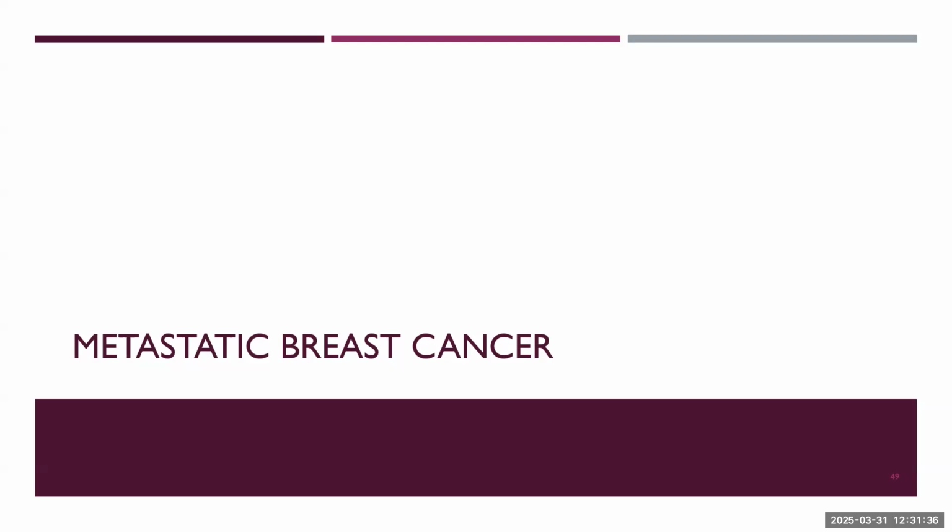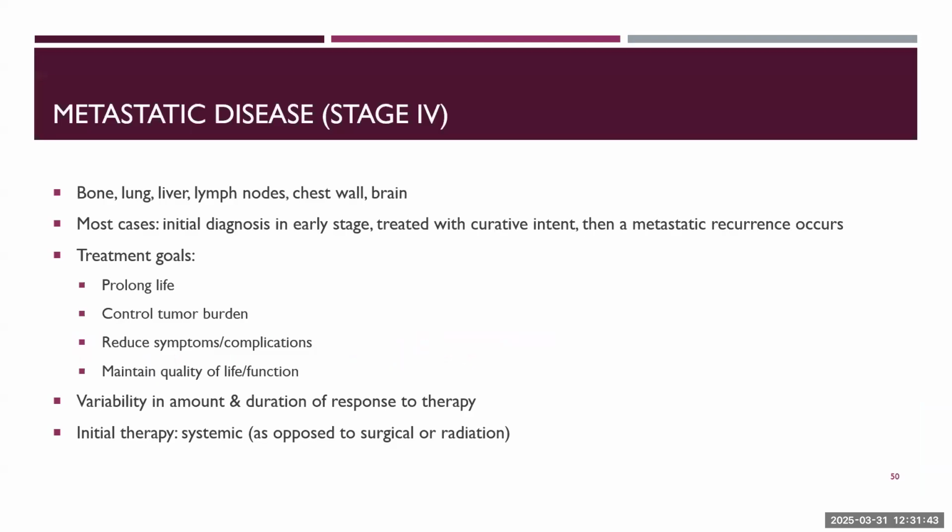Thank you. So now we will focus, instead of early stage breast cancer, we'll move to metastatic breast cancer. So metastatic disease, or stage 4, is when the breast cancer has spread to other organs. Commonly, this is going to be the bone, lung, liver, lymph nodes, chest wall, or brain. In most cases, they have the initial diagnosis in early stage, treated with curative intent, and then a metastatic recurrence occurs. So treatment goals of metastatic are going to be different than our early stage breast cancer patients.